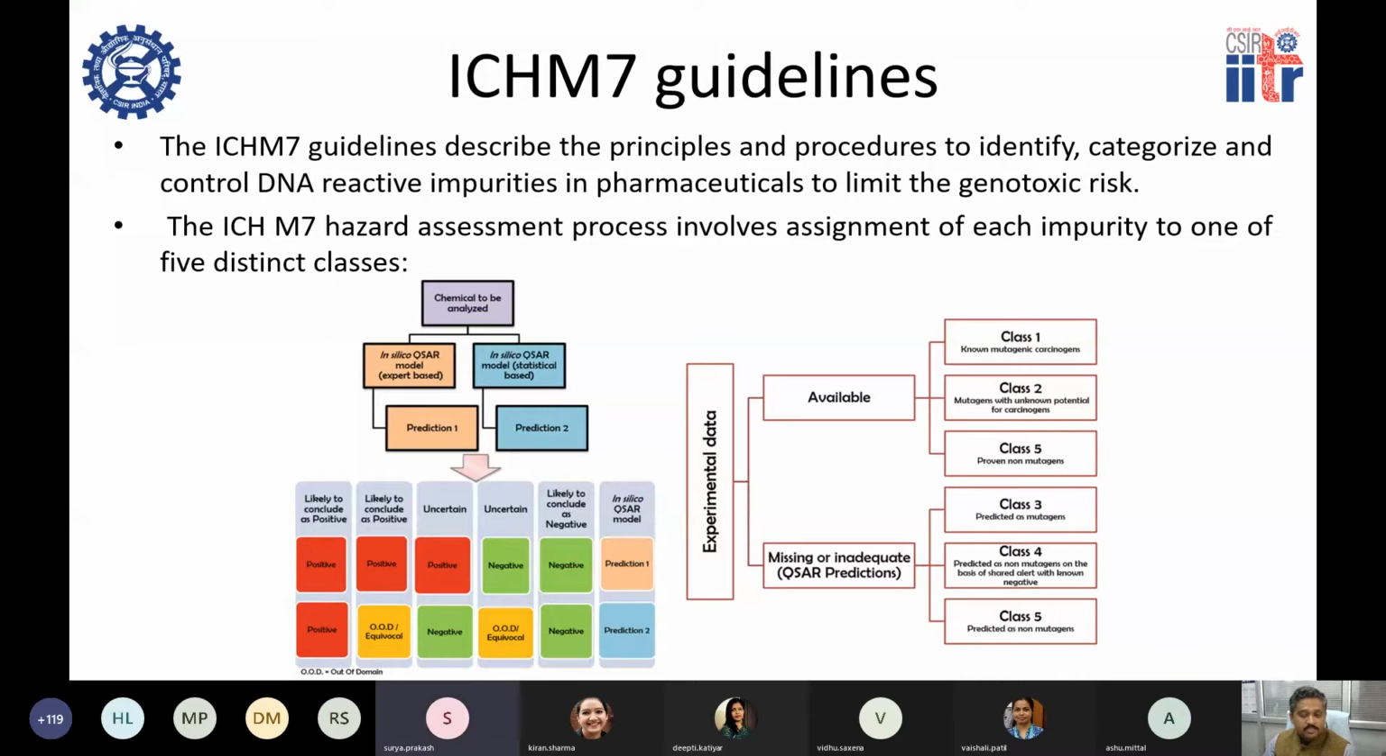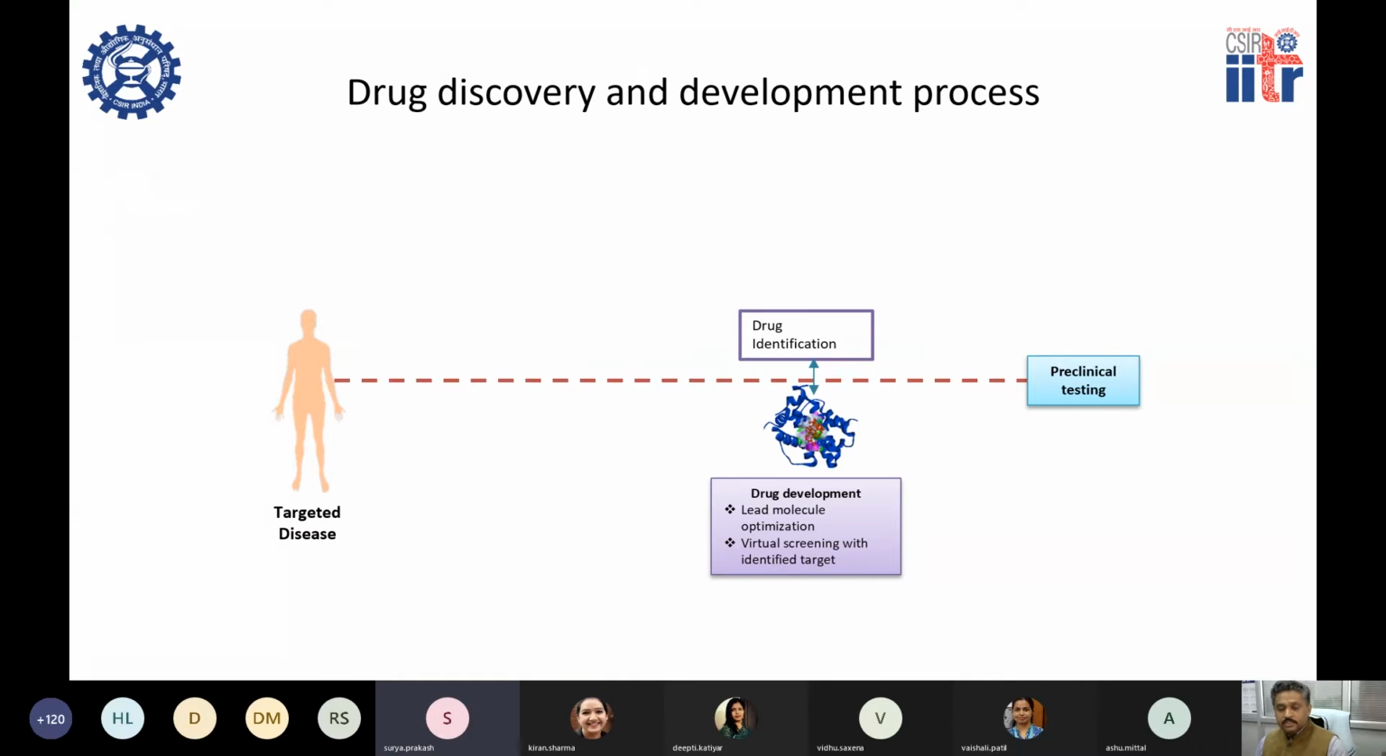If it is a proven non-mutagen, then you can move that molecule to another level of testing, like preclinical or clinical testing. For a mutagen with unknown potential, we'll do some kind of bacterial assay or some in vitro methods. Then we can test whether they are toxic or non-toxic, and then go ahead with further processing. So that's where the chemoinformatics part is all covered.